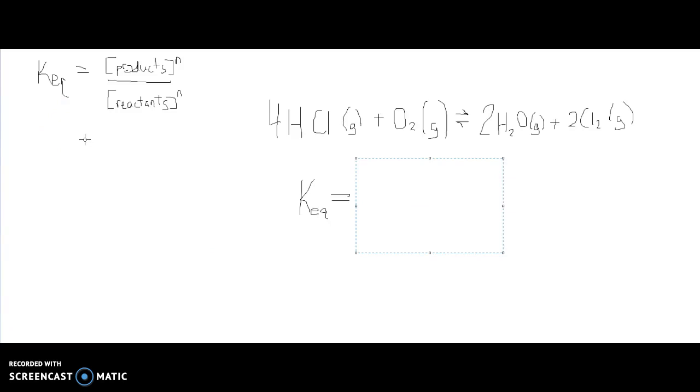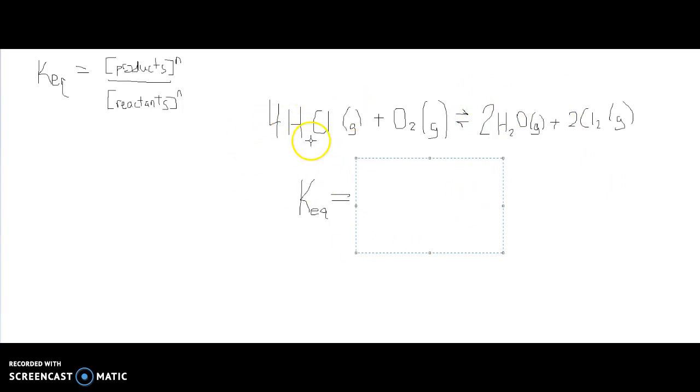Okay, so since we know that KEQ equals the concentration of the products with the coefficients at the top, divided by the concentration of reactants with the coefficients, we can look at the equation for HCl gas plus O2 gas yields 2 H2O gas plus 2 Cl2 gas.